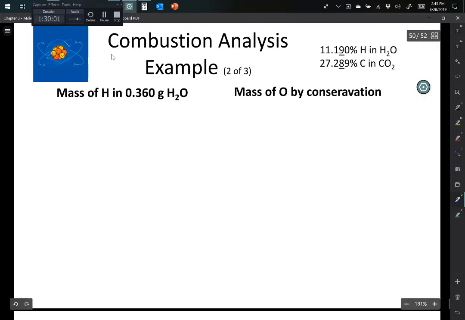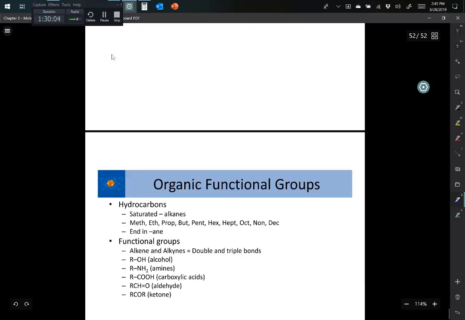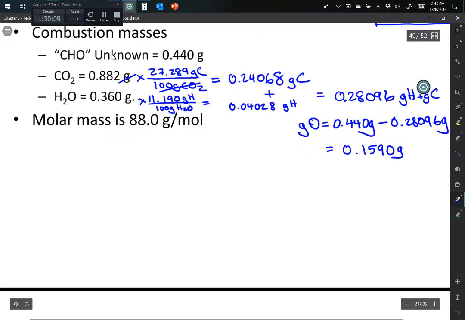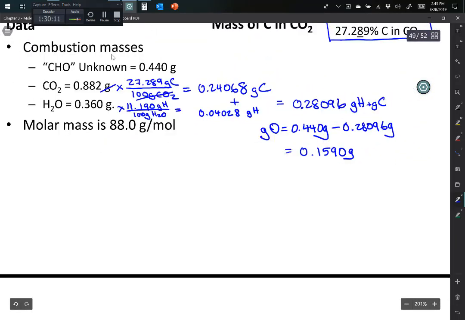I'm just going to do these two slides all right here. So now we're going to set up our table. We need to figure out moles, and then we need to figure out mole ratios. We're going to start with grams. So I'm going to go grams of carbon: 0.24068 grams of carbon. You could be writing on the next slides if you need space. It just makes more sense to me to do it all right here, right now.